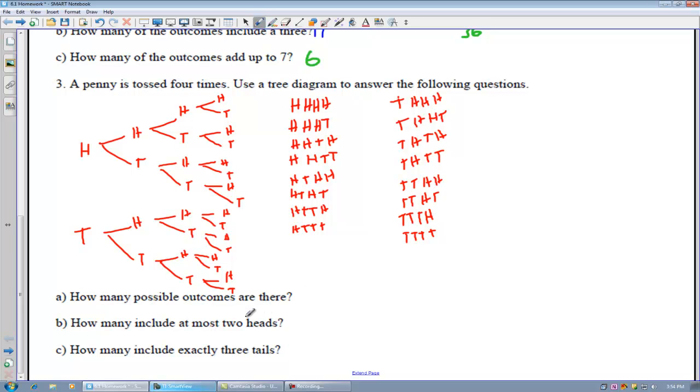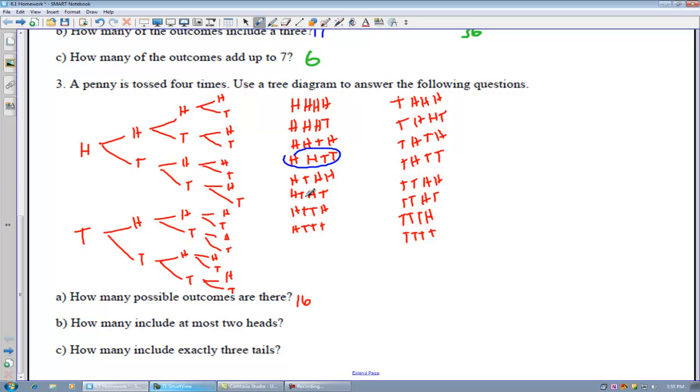Okay, and so we have how many possible outcomes? Well, there's 8 here and 8 here. So a total of 16. How many include at most 2 heads? All right, so let's use a different color. So at most 2 heads. Now this has 4 heads, so that's too many. This has 3, too many, 3, too many. At most 2, so this has 2.